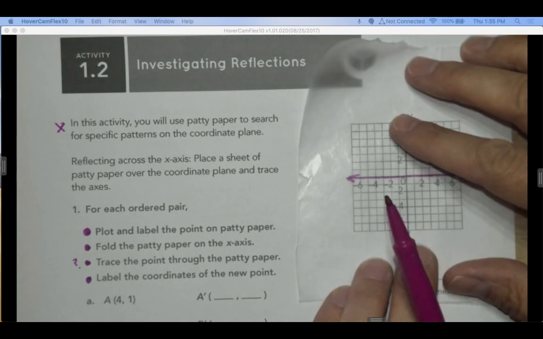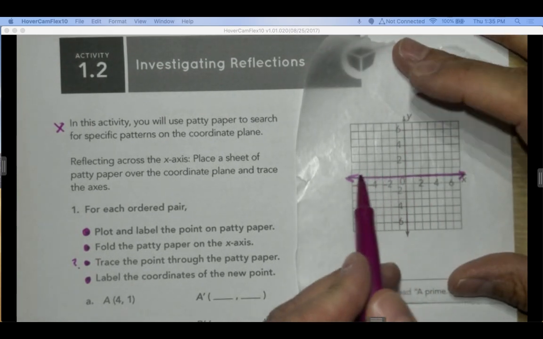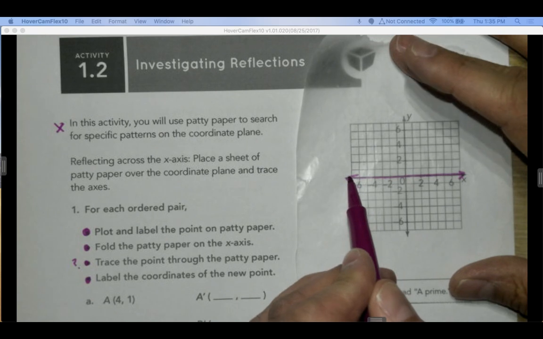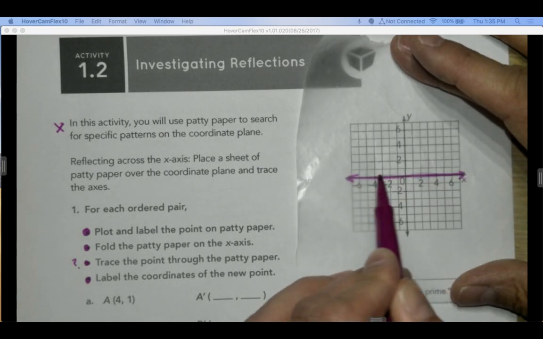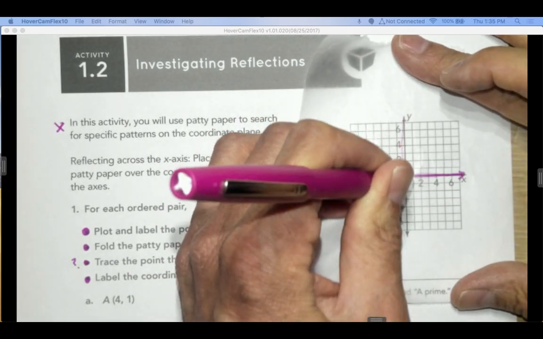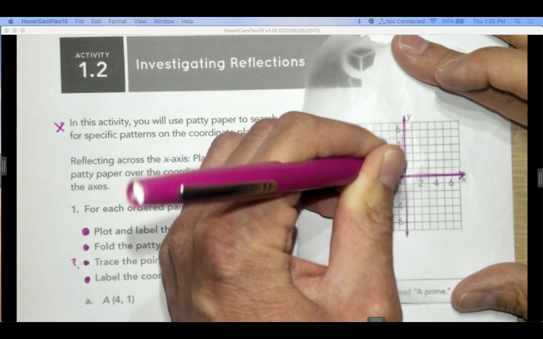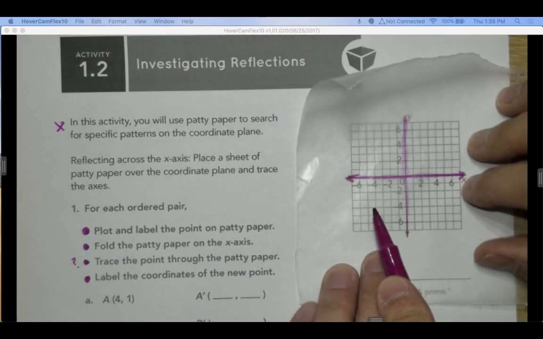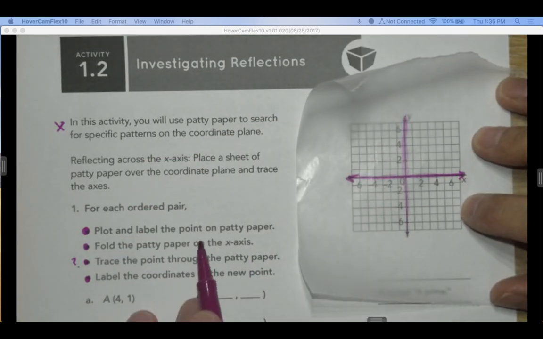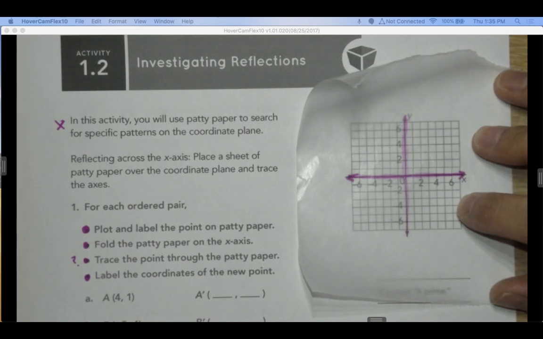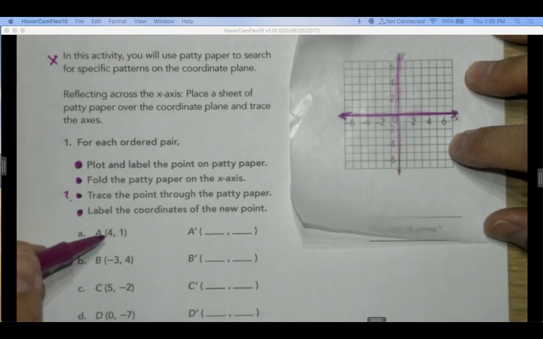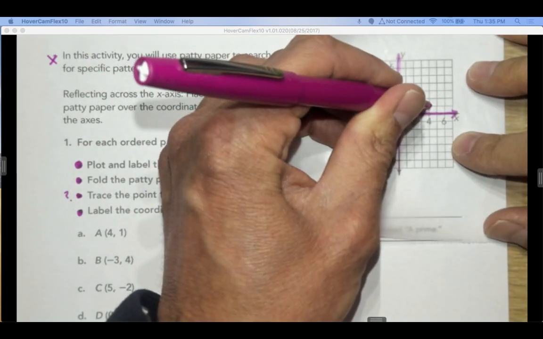So, place the sheet and trace the axes. I want this one, and then I want this one. Okay, but we're going over the x-axis. Plot and label the point on patty paper. So the first point here was A, which is 4, 1. So I go to 4, I go to 1.